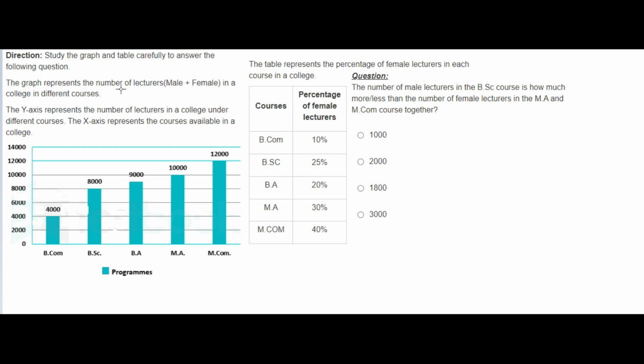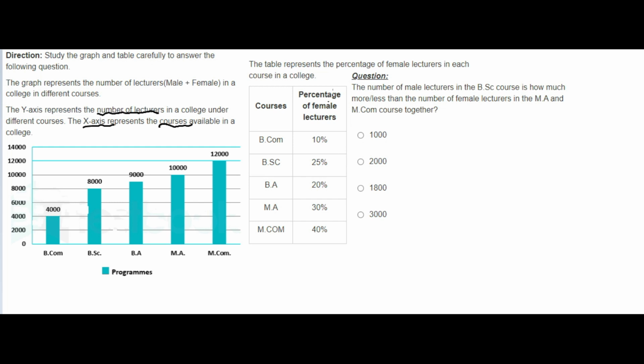The graph represents the number of lecturers, and we have both male as well as female. Here the y-axis represents the number of lecturers in a college, and the x-axis represents the courses. BCom, BSc, these are the programs. In the y-axis, for BCom, how many lecturers are available? Lecturers means both male as well as female, gents staff and lady staff are available.